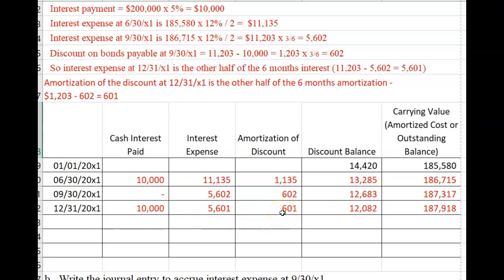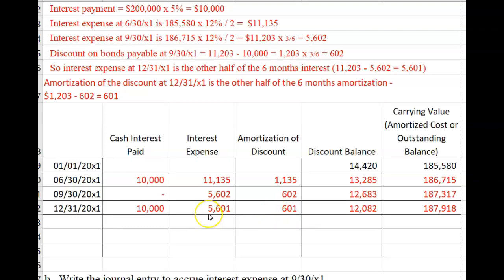Same with the amortization of the discount. The full amortization for the 6 months is 1,203 minus the 602 that we already amortized at September 30th, leaves $601 to amortize on the discount at December 31st. That brings the discount balance down to $12,082 and the carrying value or amortized cost of the bond up to $187,918. How'd you do on that? There is an example in your textbook that kind of gives you all these calculations, but it never laid it out in a bond amortization schedule, and I thought you might want to see that.